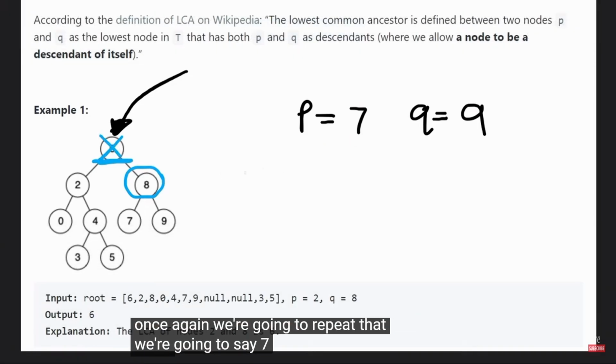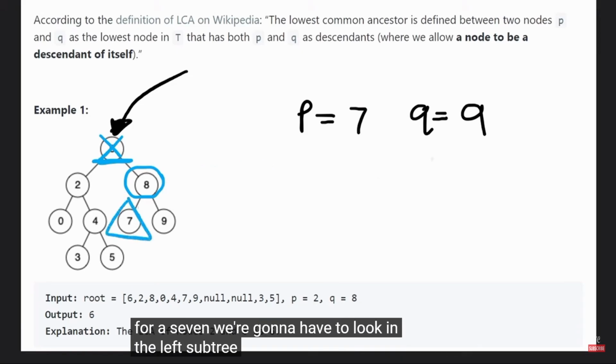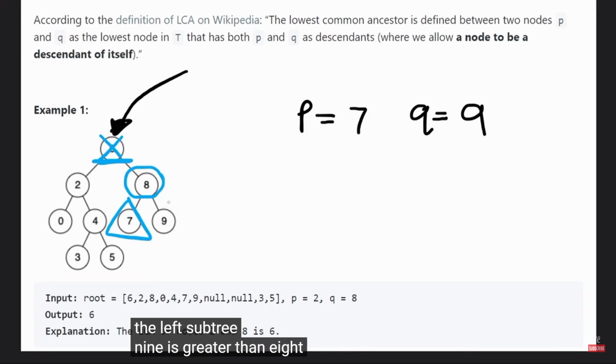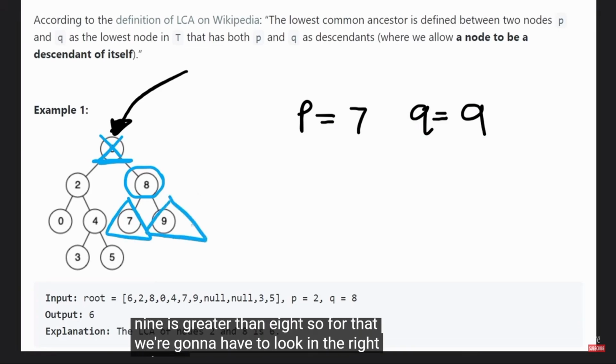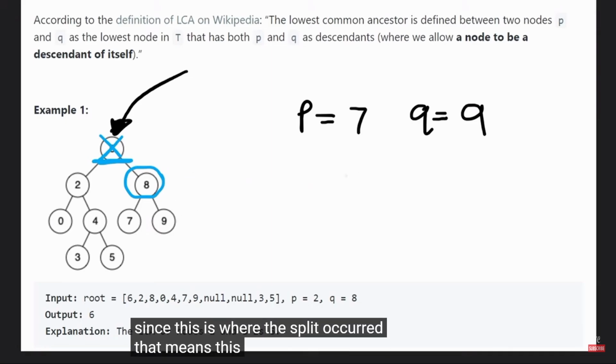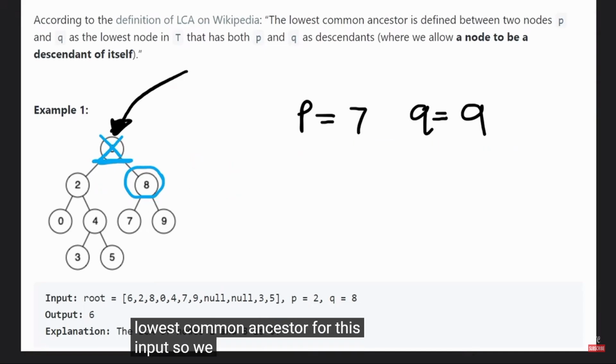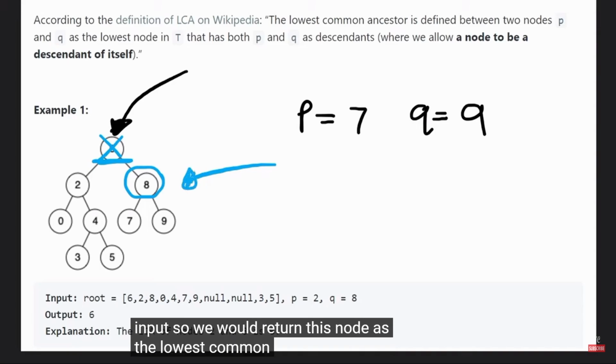We're going to say 7, that's going to be less than 8. So for a 7, we're going to have to look in the left subtree. 9 is greater than 8, so for that, we're going to have to look in the right subtree. So since this is where the split occurred, that means this is going to be the lowest common ancestor for this input. So we would return this node as the lowest common ancestor.